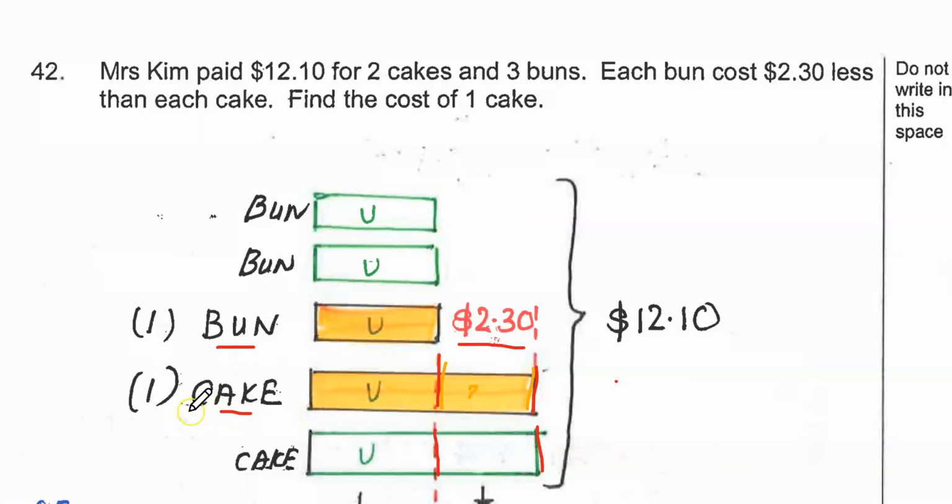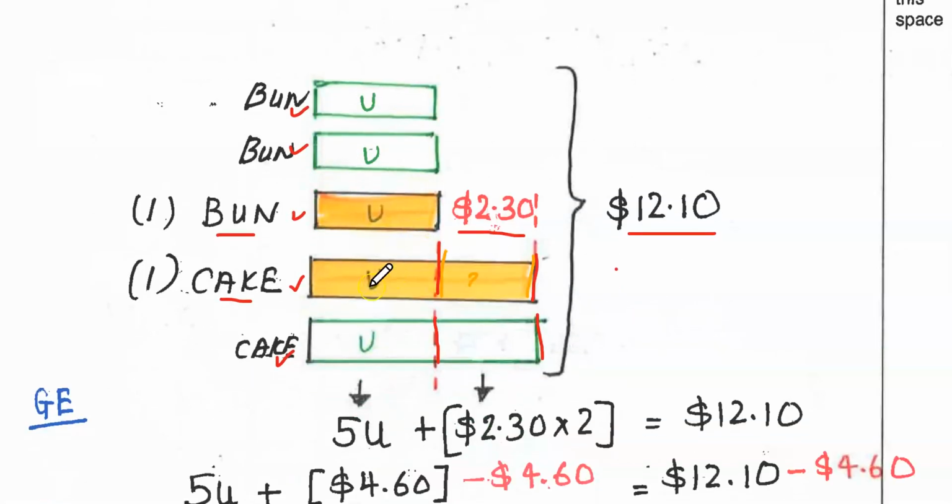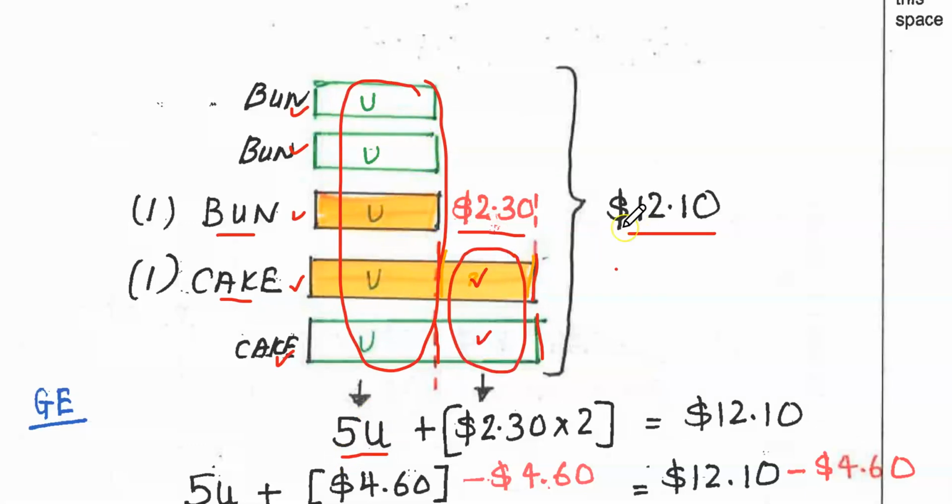The total of 2 cakes, 1 cake, 2 cakes, add 3 buns, 1 bun, 2 buns, and 3 buns is $12.10. Understand this first. Now take a look. Each bun is 1 U, 1 unit, and each cake is 1 U plus 230 plus 230. Alright, generate the equation. Above here we have 5U, add 230 times 2.